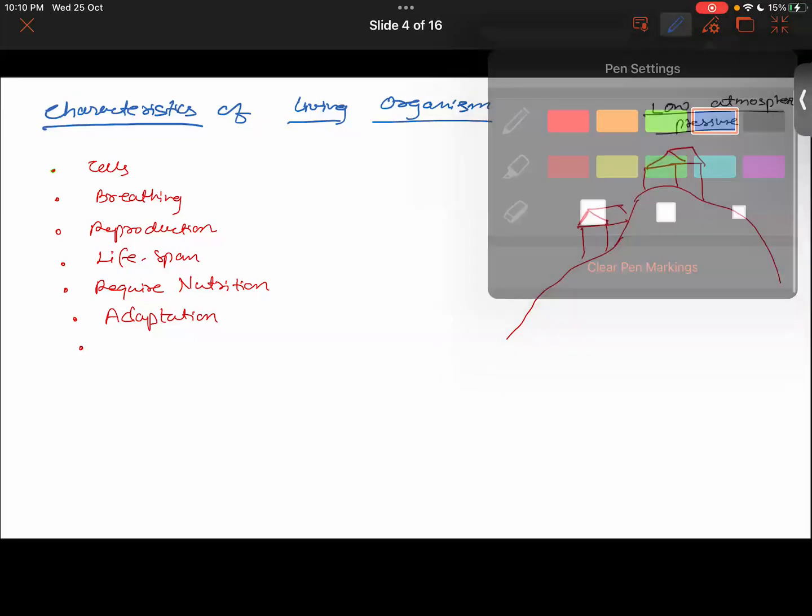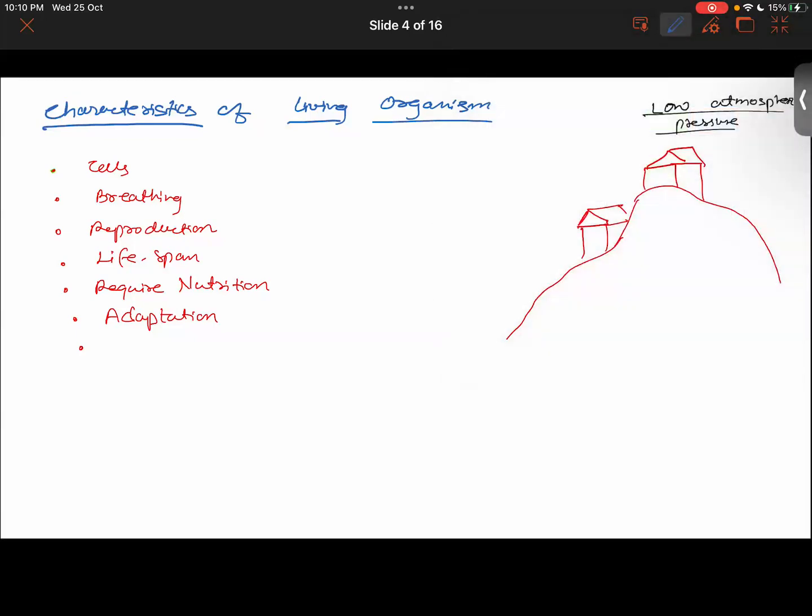So what happens is, as compared to the human body, the pressure outside is low while inside it's high. Getting it now? So usually the blood circulation is more in the people that are living there, right?